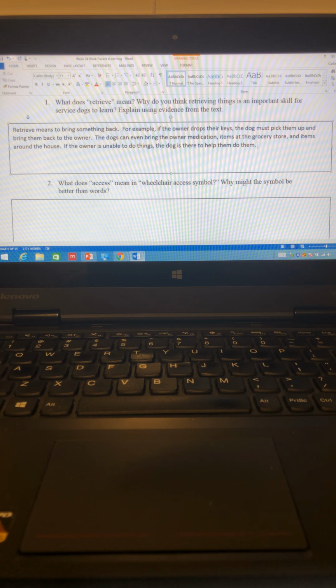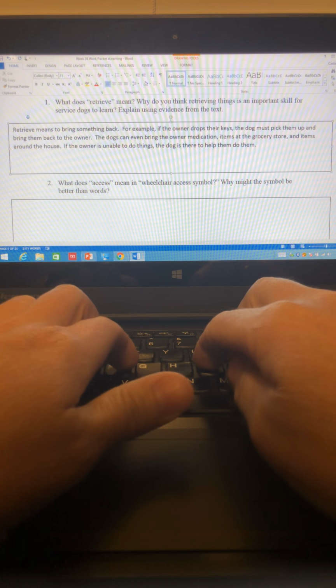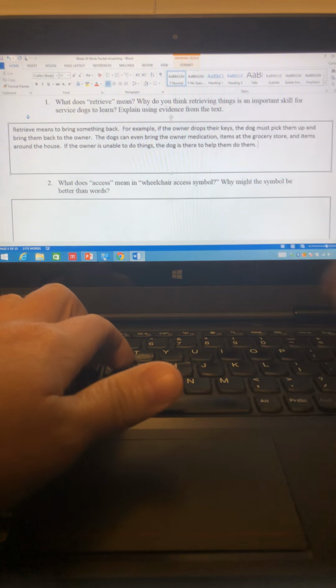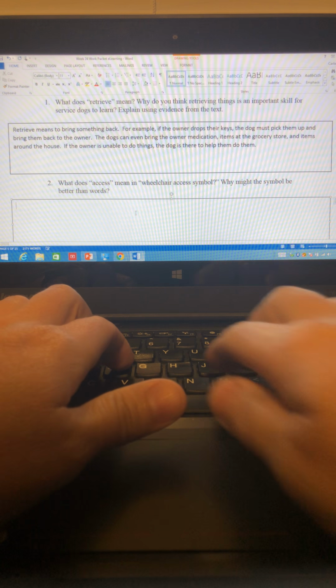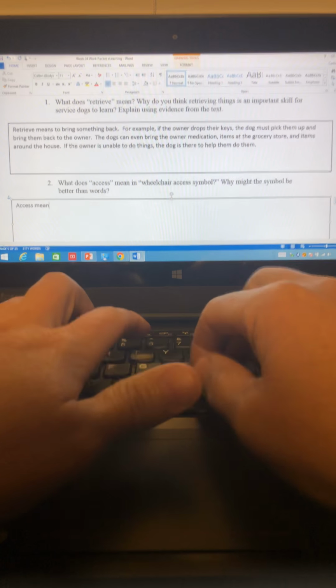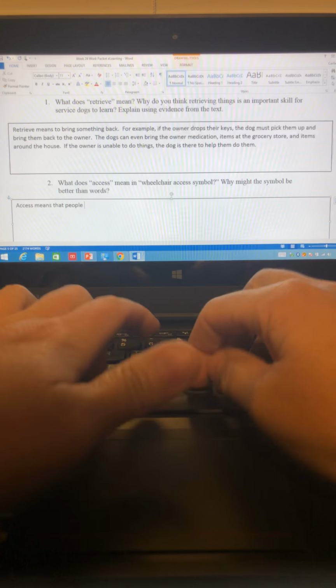On question number 2, after we reread the text, The Right Dog for the Job, what does access mean in wheelchair access symbol? Why might this symbol be better than words? This is a 2-part question, so we've got to make sure we answer both parts. The first part, access means that people can use it.